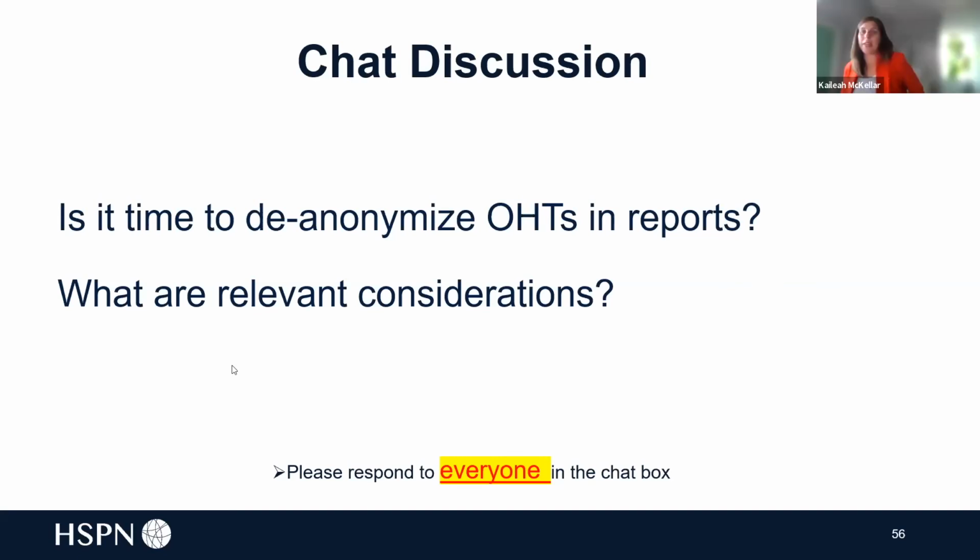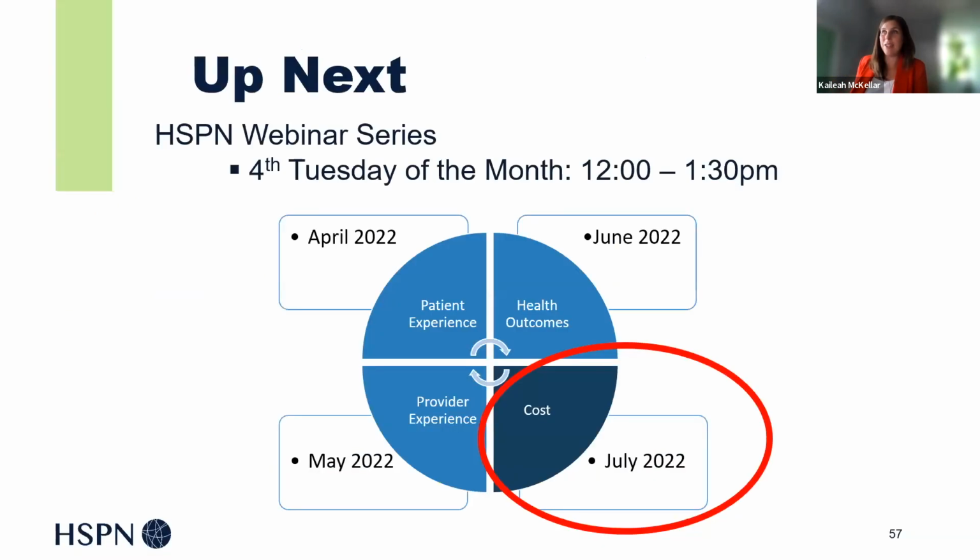Great. Thanks, everybody, and thanks for your input in the chat. It's really helpful to hear from you. I think that's it for our content, and just to highlight that we're almost done our tour around the Quadruple Aim. Next month, we'll be focusing on the cost value quadrant, happening the 4th Tuesday of the month.